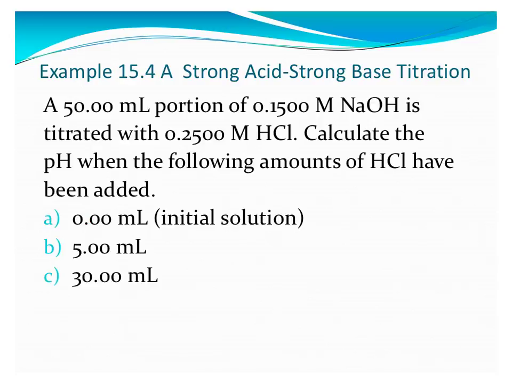So in part A, we simply say our initial solution is just sodium hydroxide. So the negative log of my 0.15 molar sodium hydroxide gives me a pOH. That pOH is going to be 0.824, and my pH for part A is going to be 13.18.